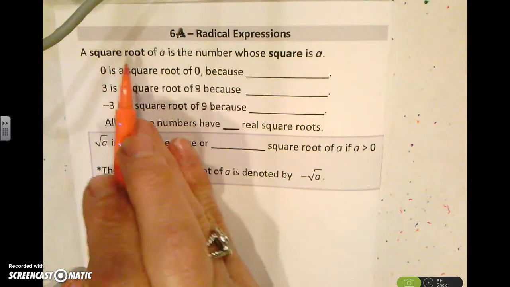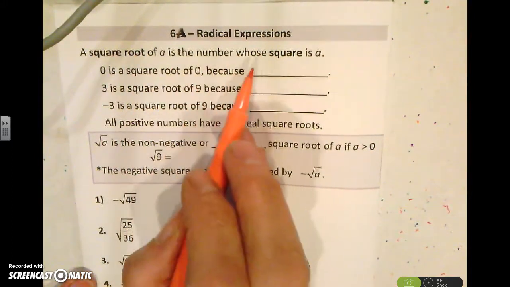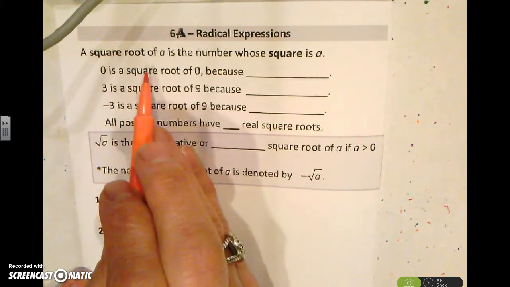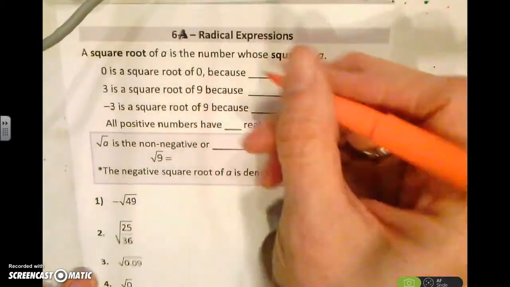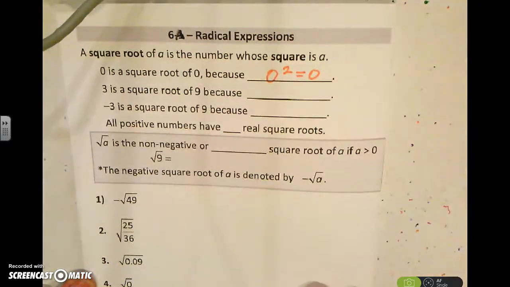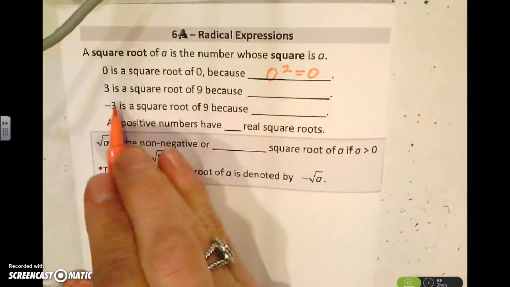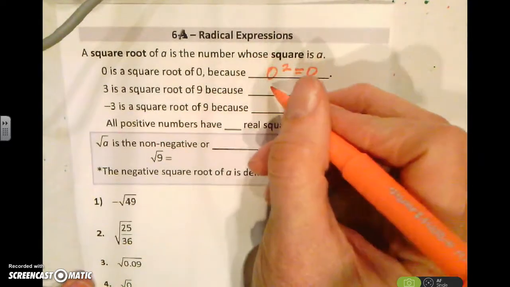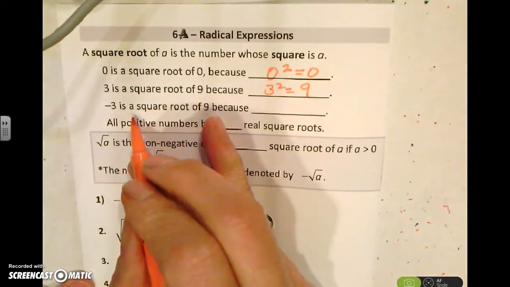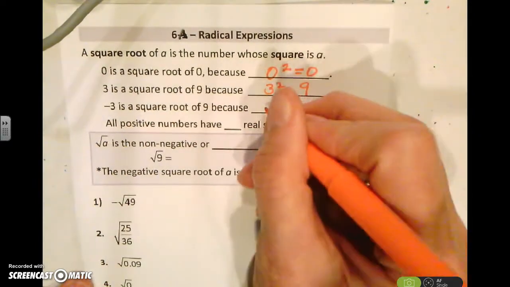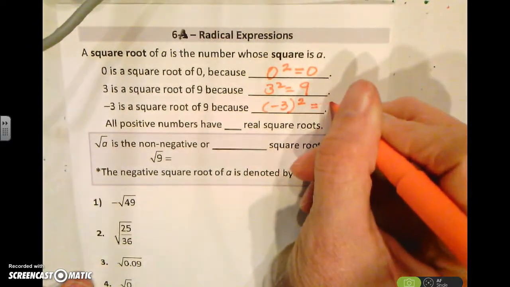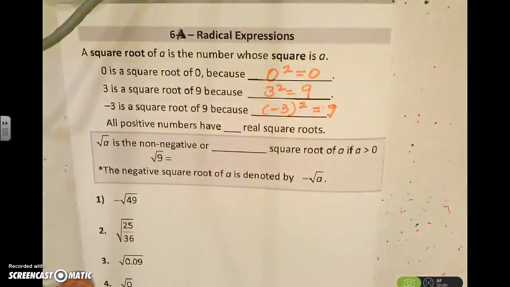We say that a square root of a is the number whose square is a. So 0 is a square root of 0 because 0 squared is equal to 0. 3 is a square root of 9 because 3 squared is equal to 9. Negative 3 is also a square root of 9 because negative 3 squared is equal to a positive 9 as well.